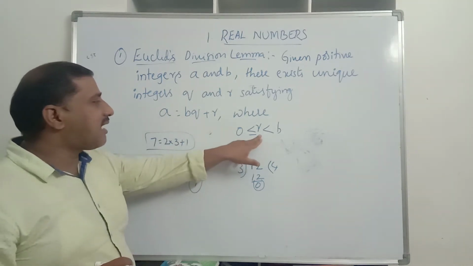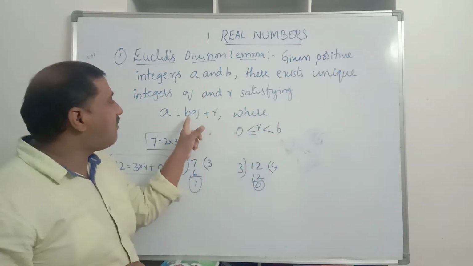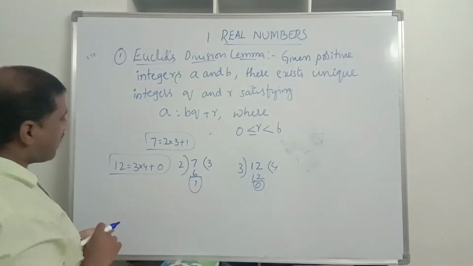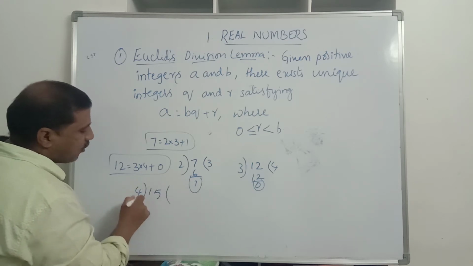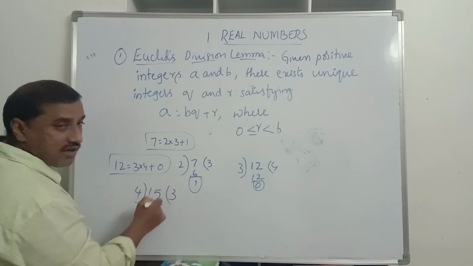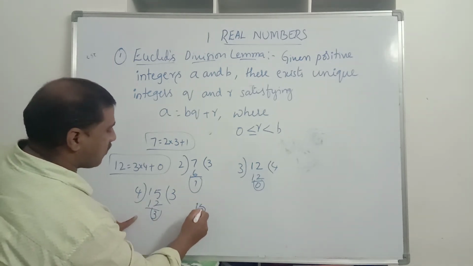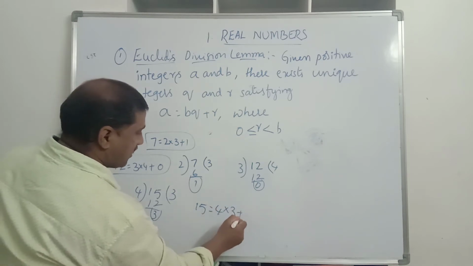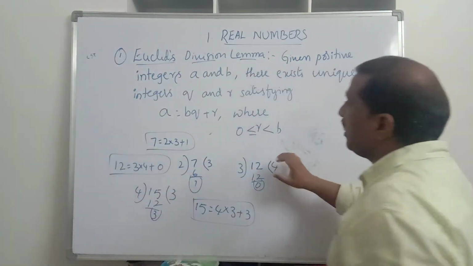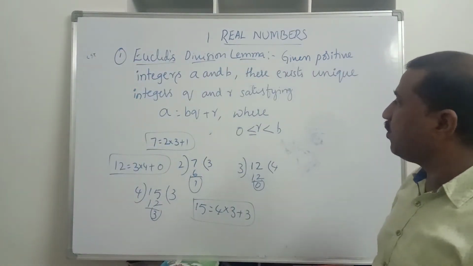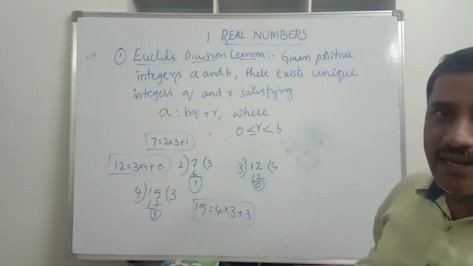So the remainder will always be equal to 0 or more than 0, and it should always be less than the divisor b. We have seen this with these examples. Even if you take 15 and divide it by 4, 4 3s are 12, 15 minus 12 is 3. So this can be written as 15 = 4 into 3 plus remainder 3. So we can write these numbers in the form of Euclid's division lemma, that is a = bq + r, where r is greater than or equal to 0 and less than b.